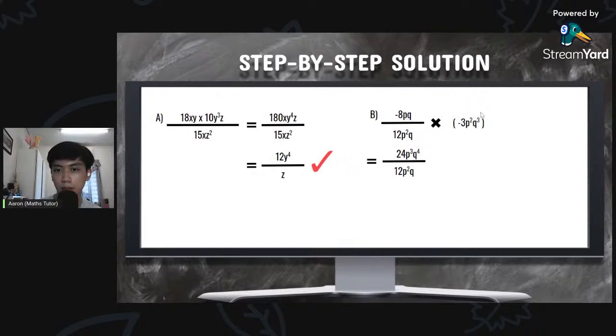And then kita dapat p multiplied dengan p square, so kita dapat p cube. Then q multiplied with q cube, so kita dapat q kuasa 4. So we solve the top first, then we can solve the bottom one. We have this already, and the 12p square q will remain. We get the 2 here, because 24 divided by 12 we get 2.